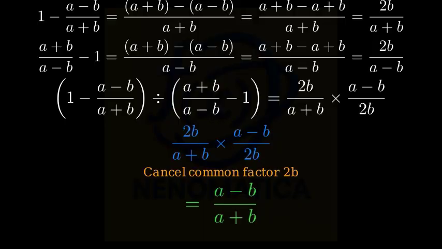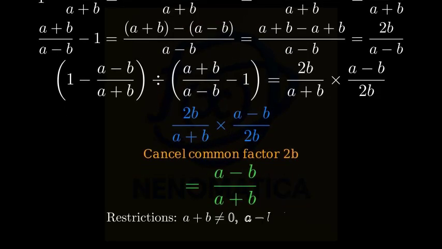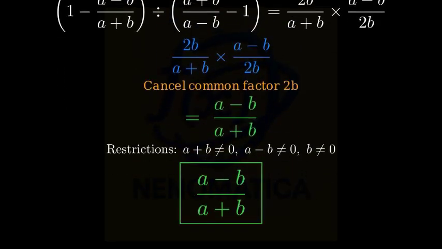Important note about the domain. From the original expression, we must have a plus b not equal to 0, a minus b not equal to 0, and b not equal to 0 because we simplified by canceling 2b. So the final simplified form is (a minus b) over (a plus b) with those domain restrictions.